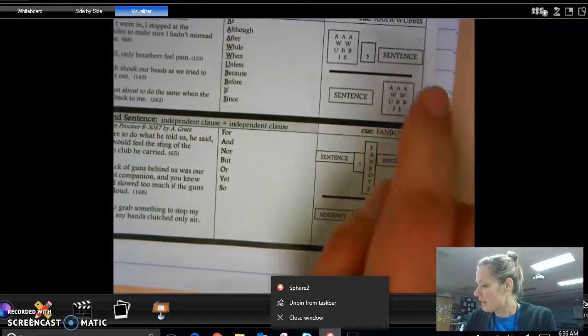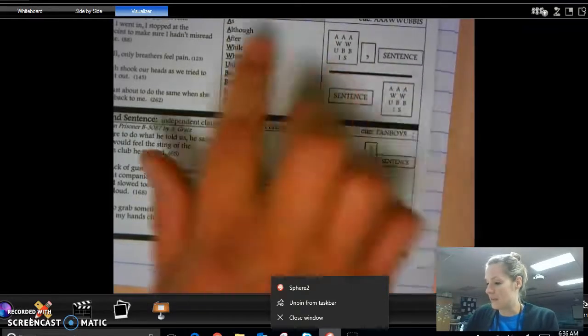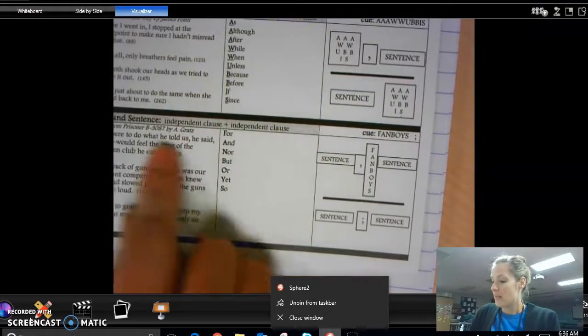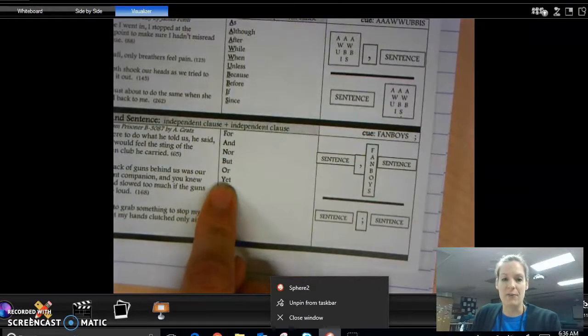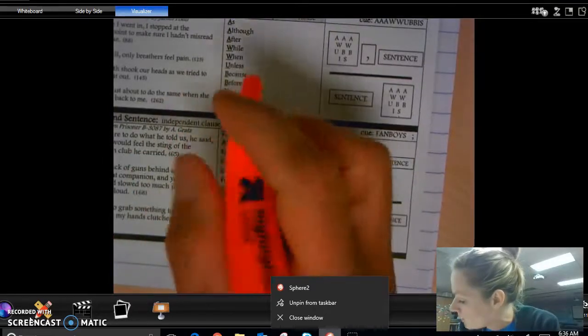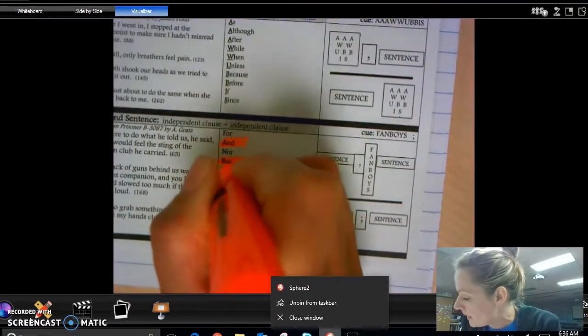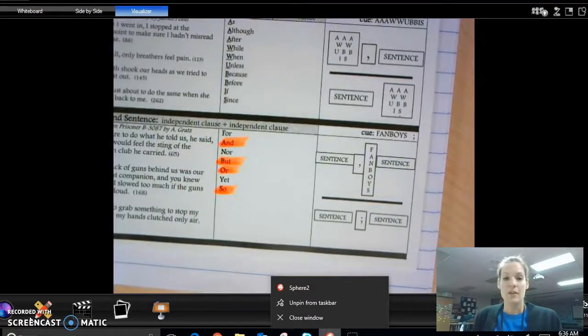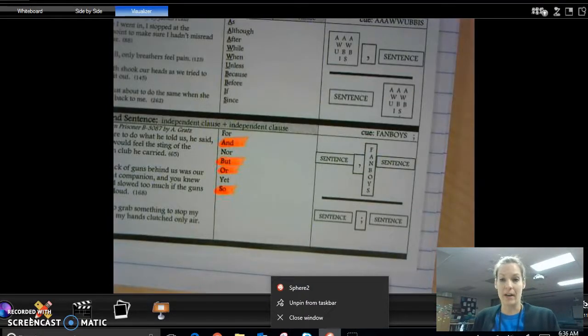So there's that. Again, another type of sentence with the AAAWWUBBIS. A compound sentence, these have the FANBOYS. You're very familiar with these. You use these all the time in your writing. Primarily the ones that you all like to use are and, but, or, and so. So if you like to highlight those, go ahead and do that.